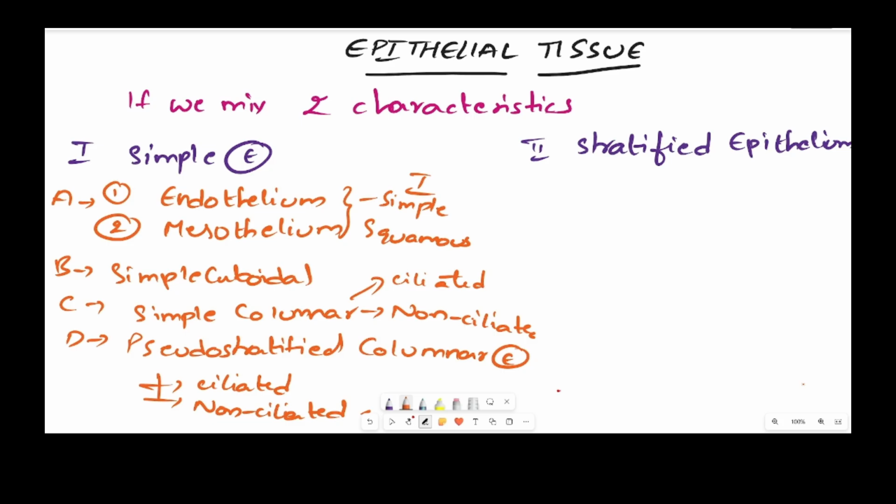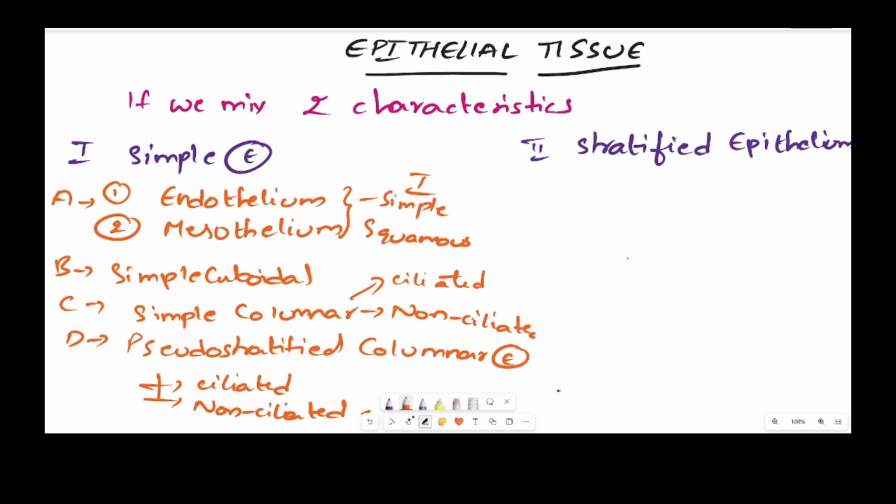In that, the first type is the simple epithelium, which is divided into the first one, simple squamous, which has endothelium and mesothelium, the second one, simple cuboidal epithelium, and the third one, simple columnar epithelium, which is divided into ciliated and non-ciliated. Ciliated has cilia, and non-ciliated means it does not have cilia. And the fourth one is the pseudostratified columnar epithelium, which is again divided into ciliated and non-ciliated.